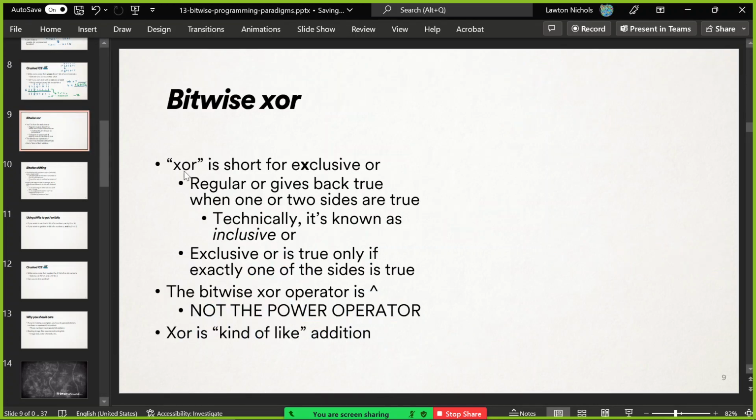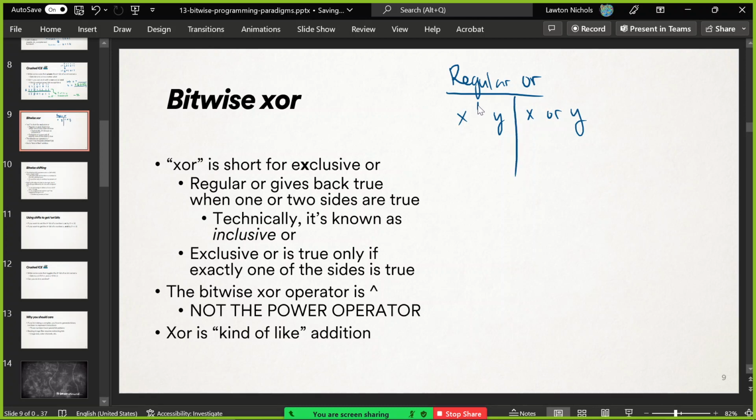All right, next one. Let's do bitwise exclusive OR. XOR for short stands for exclusive OR, and let me teach it to you by showing you the difference between it and regular OR, which is technically called inclusive OR. It works like this: you have two numbers and you OR them together, X ORed with Y.